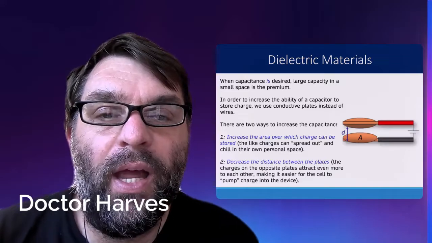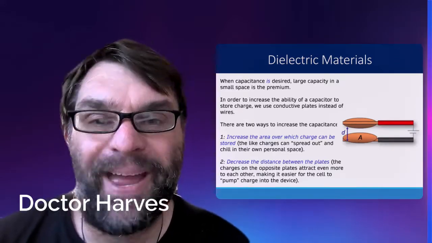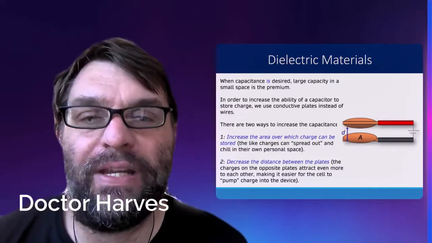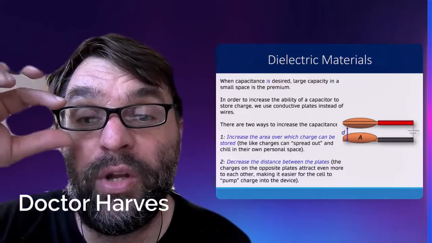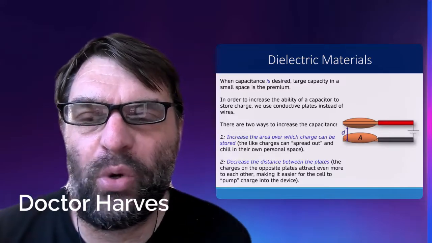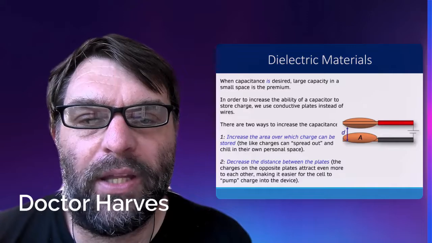So looking at these dielectric materials, you basically want a large capacity with the smallest space possible. In order to increase the capacity of a capacitor, for its ability to store charge, there are two ways you can increase the capacitance. You can either increase the area over which charge is stored, because the charge gets to spread out more, which they quite enjoy if you're anthropomorphic, or you can decrease the distance between the plates.